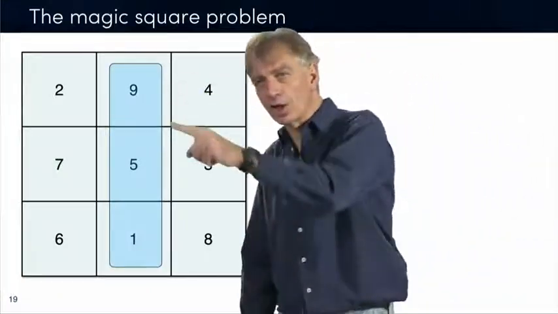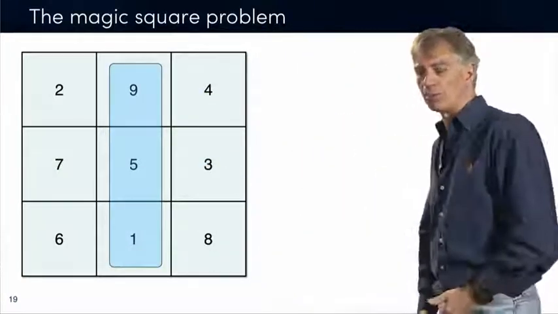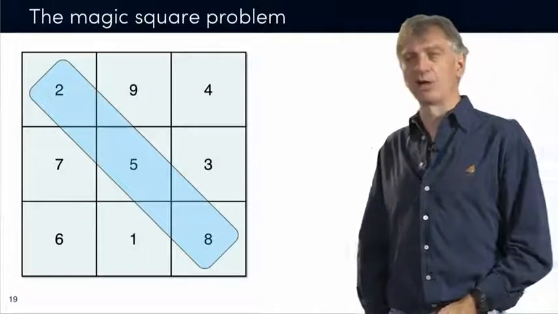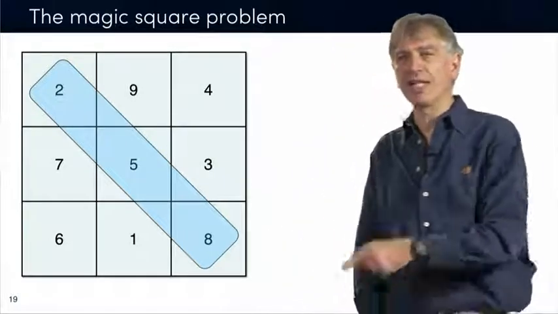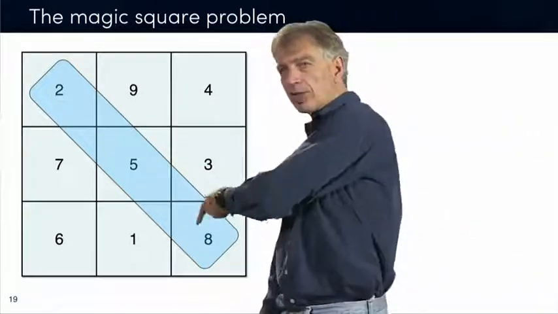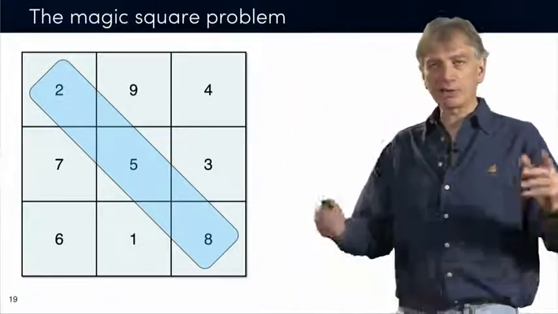You're going to look at all the columns now. They are also going to sum to 15. And the two diagonals are also going to sum to 15. So you see 2, 5, and 8 there. That's basically 15. And the other diagonal is also going to sum to 15. That's what you have to do.